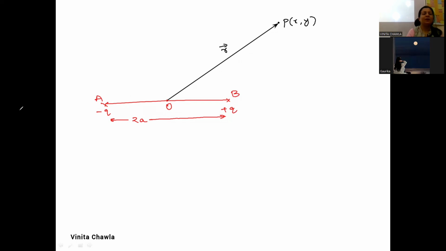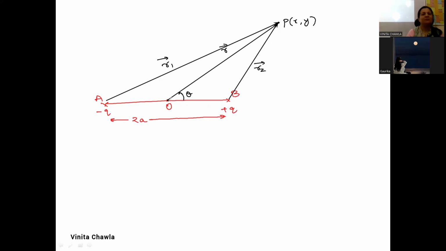In the same way, we can write the position vectors for the charges. For charge minus q, we can take r1, and for charge plus q, we can take r2. This is vector r1, and this is vector r2. Any doubt here? Is this clear? Let this angle be theta. And this point lies at the origin. We can assume this point O to be at the origin.